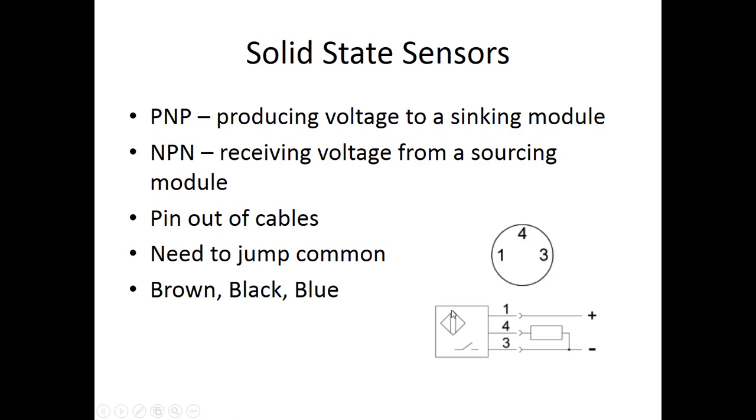Brown, black, blue, we talked about the wires. So the voltage here going to 1 was brown. The negative here was blue. And then this square device here is your sunk input module. How do I know that? Because this module has a wire here running to negative, which means that it is sunk. And therefore, the black wire here, number 4, is a PNP. It brings voltage into the input module. So voltage in the input module, and then it goes to negative.